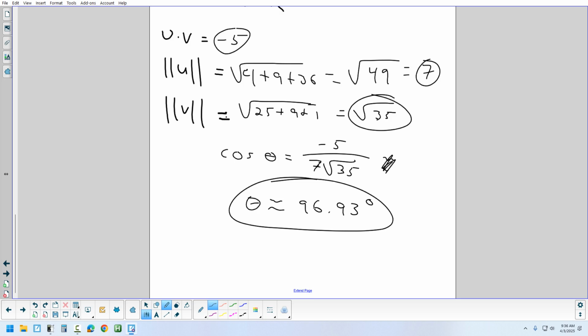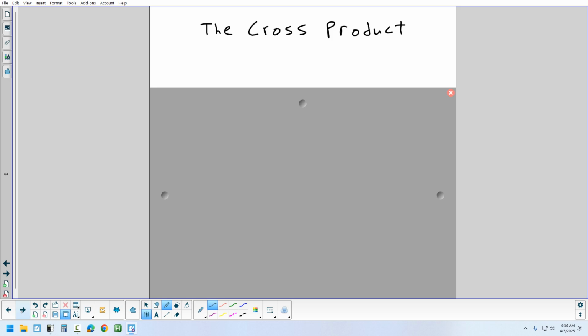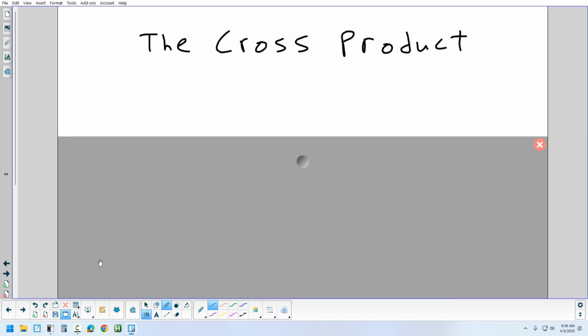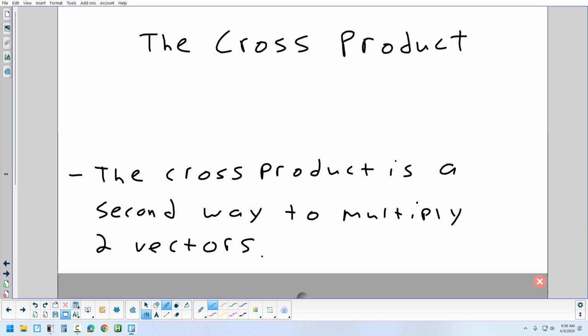So that reviews a lot of what we did in 2D. This is something that we didn't do in 2D because you can't. It's called the cross product. The cross product is a second way to multiply two vectors together. First of all, it only applies to 3D. There is no such thing as a cross product in 2D.